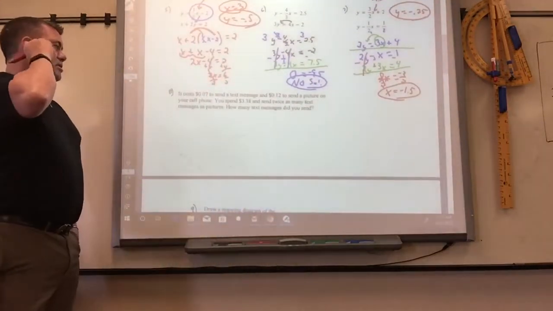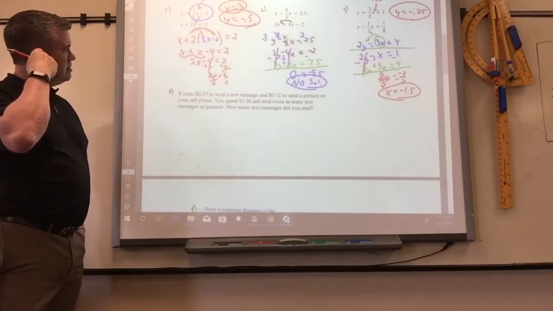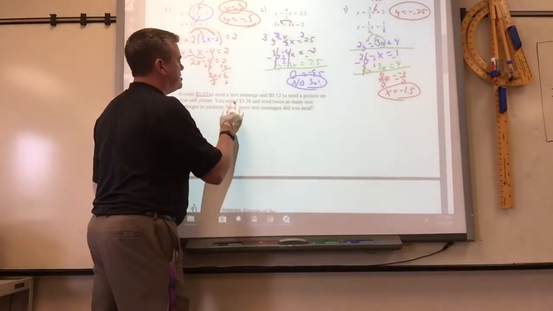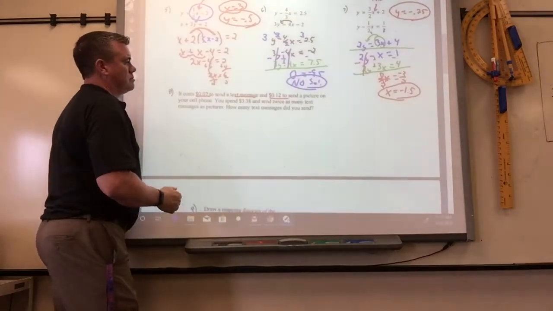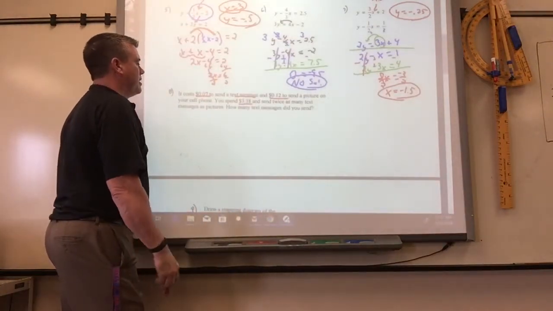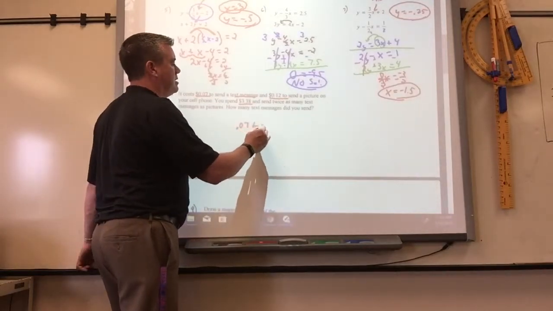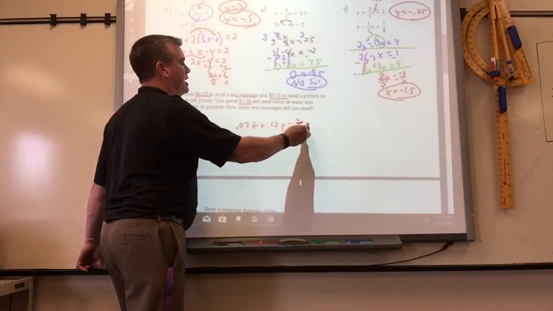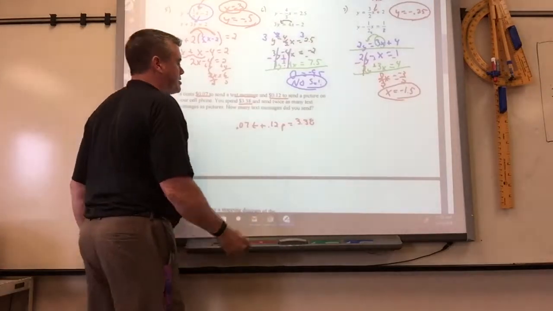This one is set up, you could solve it however you want, but it's set up to write a system of equations. It costs 7 cents to send a text message and 12 cents to send a picture. You spend $3.38. So what that means is 7 cents for every text plus 12 cents for every picture equaled $3.38. You sent twice as many texts as pictures.